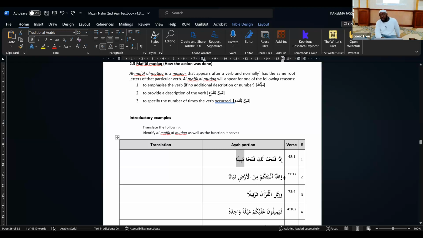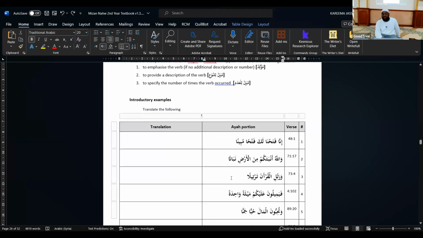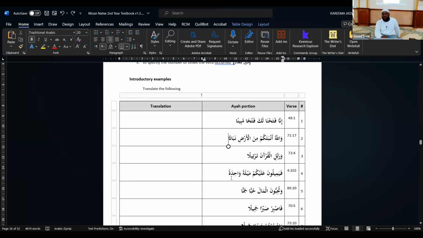I'll do the second one. Wallahu ambatakum, and Allah sprouted you forth, min al-ardi, from the earth, nabatan, a sprouting. I don't know if this is a correct example. I doubt this example. Let me check it.